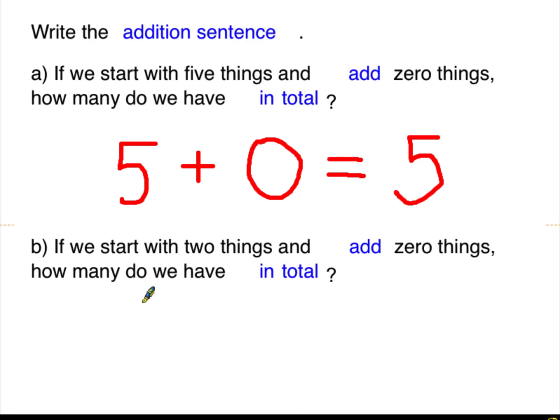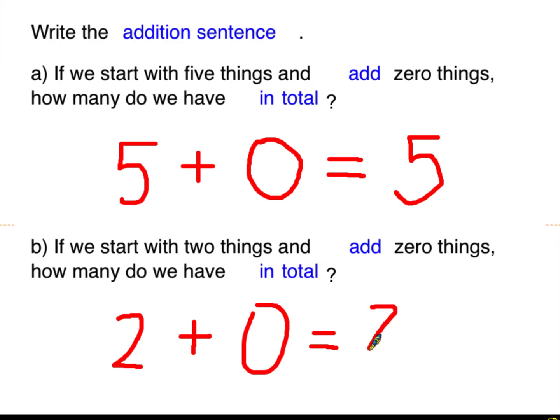Okay, write this one. If you start with 2 things, so you should write 2, and add 0 things, how many do we have in total altogether? Equals 2 plus nothing is still 2. Whenever you add 0, you don't add anything. You end up with what you started with.